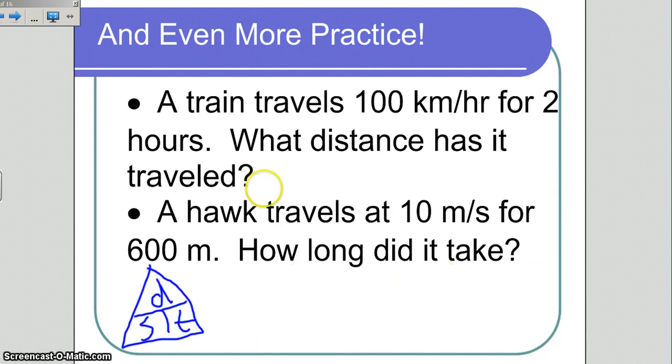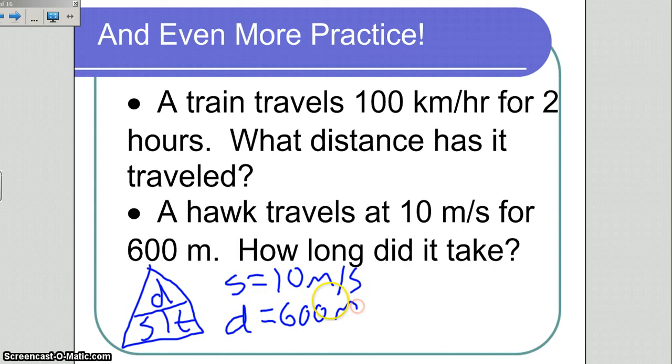Look at that, I have it magically written in blue this time. I changed colors, that's how I do it. So, second question, a hawk travels at 10 meters per second for 600 meters. How long did it take? So, write down what I gave you. Once again, I gave you speed, 10 meters per second, and I gave you a distance, which was 600 meters. Once again, what I did not give you was a time, and that's what I asked you to solve for.